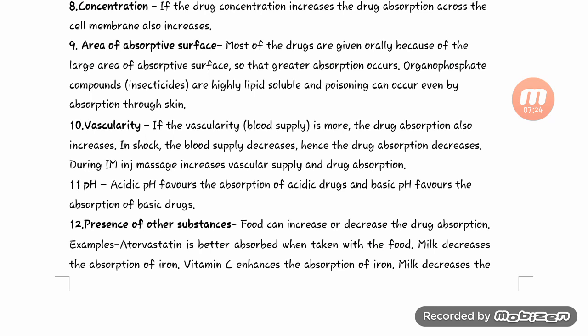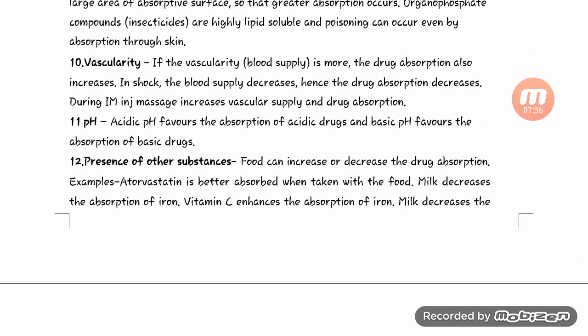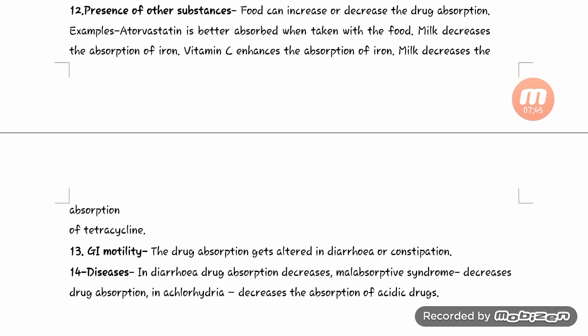11th is pH. Acid pH favors the absorption of acid drugs and basic pH favors the absorption of basic drugs. 12th is presence of other substances. Food can increase or decrease the drug absorption. For example, atorvastatin is better absorbed when taken with food. Milk decreases the absorption of iron.